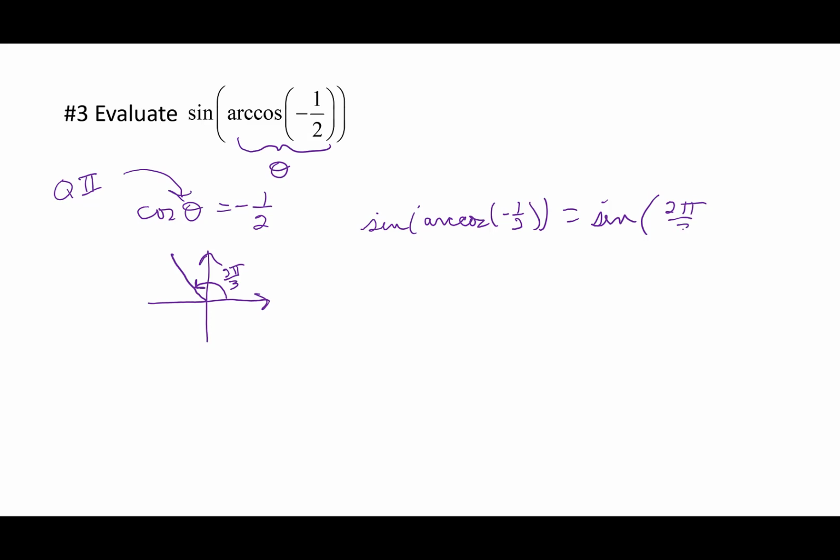And hopefully you remember the sine of 2 pi thirds. We're in quadrant 2, where the sine is positive. Our reference angle is pi thirds. The sine of pi thirds is square root of 3 over 2. So this would be our final answer. The square root of 3 over 2 is the sine. If we're looking for the sine of the arc cosine of negative 1/2, it would be plus square root of 3 over 2.